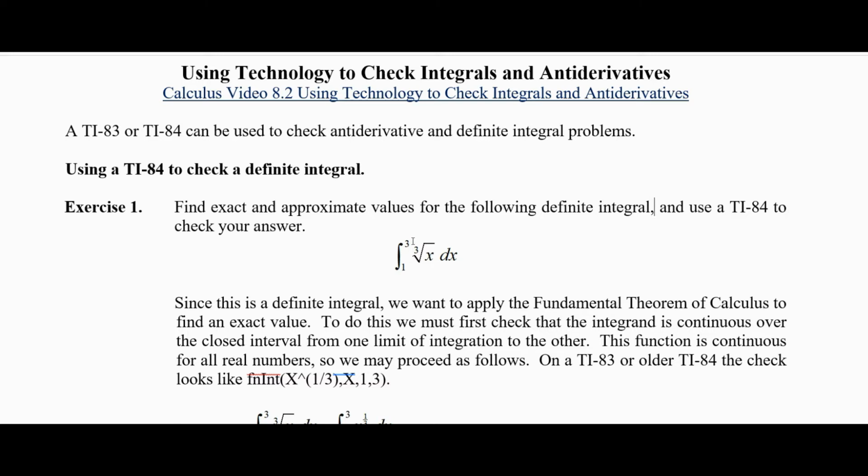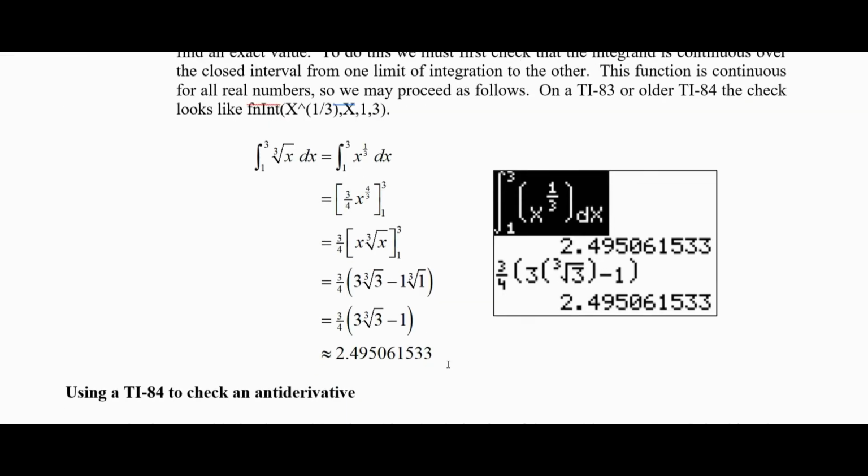If it's not continuous on that interval, then we talked in the earlier notes about some things we could do with it. In this case, the cube root of x is continuous for all real numbers, so certainly it's continuous over this interval, so we can go on. We rewrite the cube root of x as x to the 1/3 power, and we see it's just a simple power function.